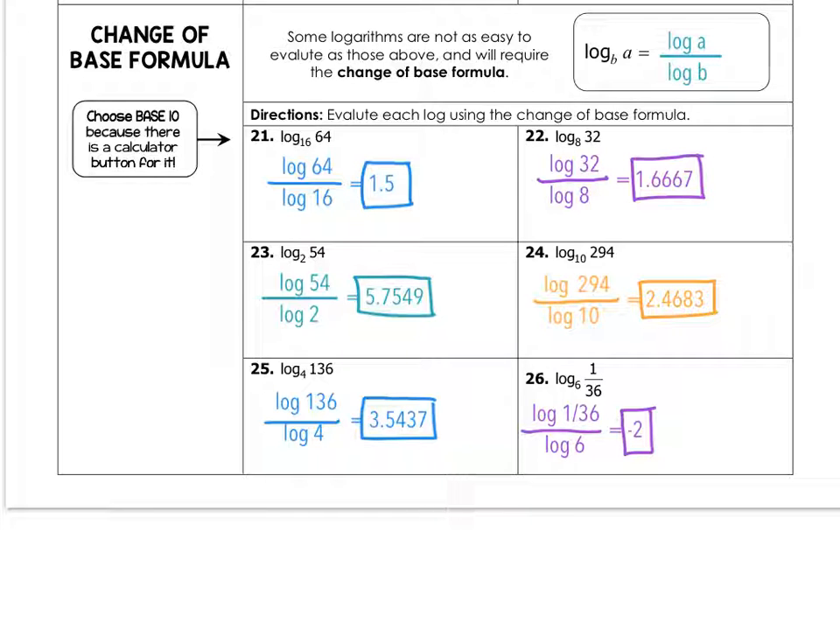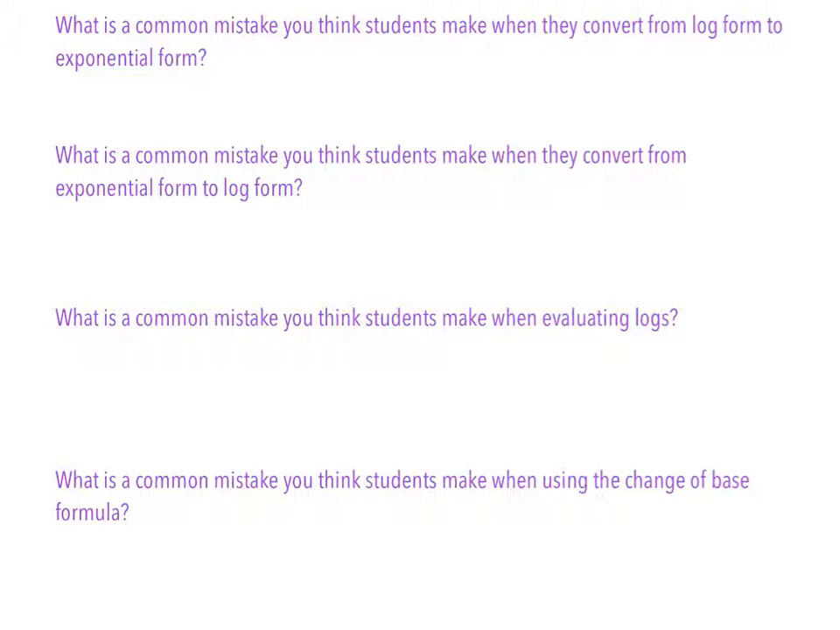Alright, before we wrap up this lesson, I want you to think through our 4 objectives today. So the first objective was to convert from log form to exponential form, then to convert from exponential form to log form, then evaluating logs just basic using our knowledge of exponents, and then evaluating logs using the change of base formula. So I want you to look at your work for each of those, and I want you to come up with a common mistake that you think students make when they do each of these problems. Go ahead and pause the video so you can do these reflections.